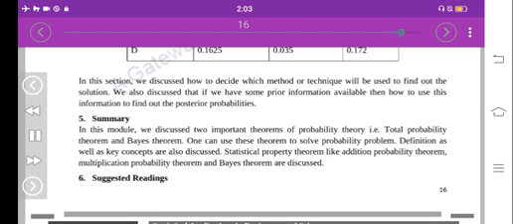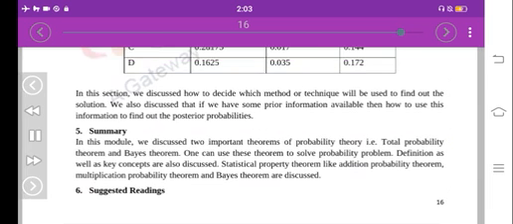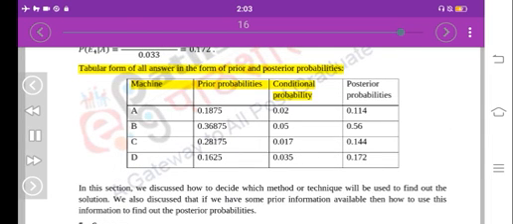Tabular form of all answers in the form of prior and posterior probability. In this section, we discussed how to decide which method or technique will be used to find out the solution. We also discussed that if we have some prior information available, then how to use this information to find out the posterior probabilities.